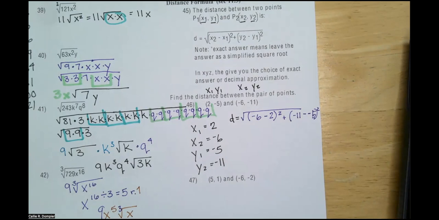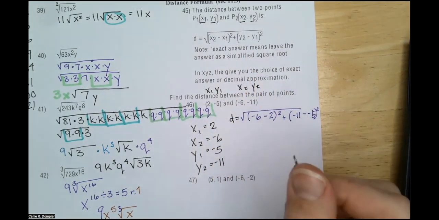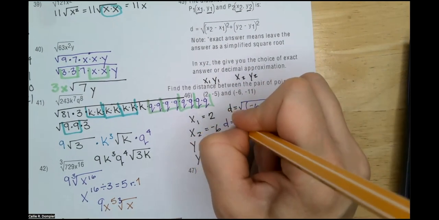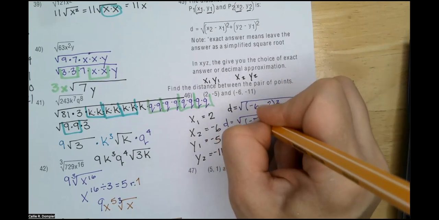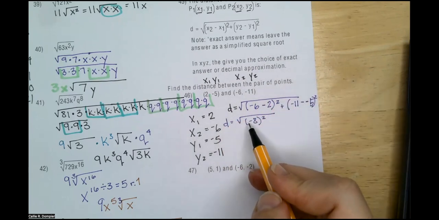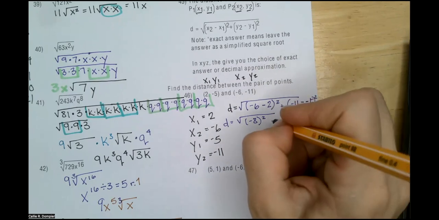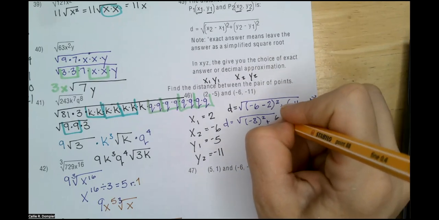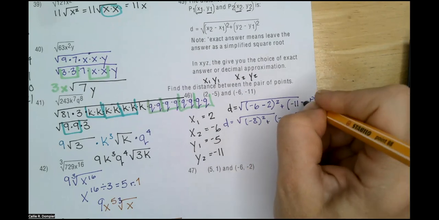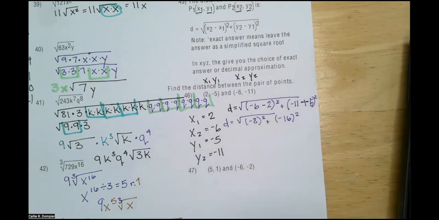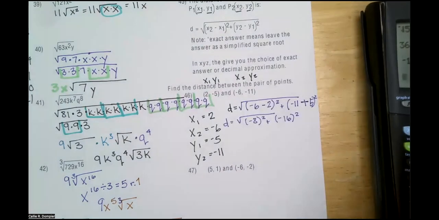Good. -11 minus -5. There's a minus there, and they were both negatives. Okay. Distance equals, all right, -6 minus 2 is -8 squared. Keep the parentheses because you need to put parentheses around the -8. That whole thing is squared. Okay. Plus -11 minus -5 is -16 squared. Nope, it isn't, because minus and negative becomes plus. -11 plus 5, -6.